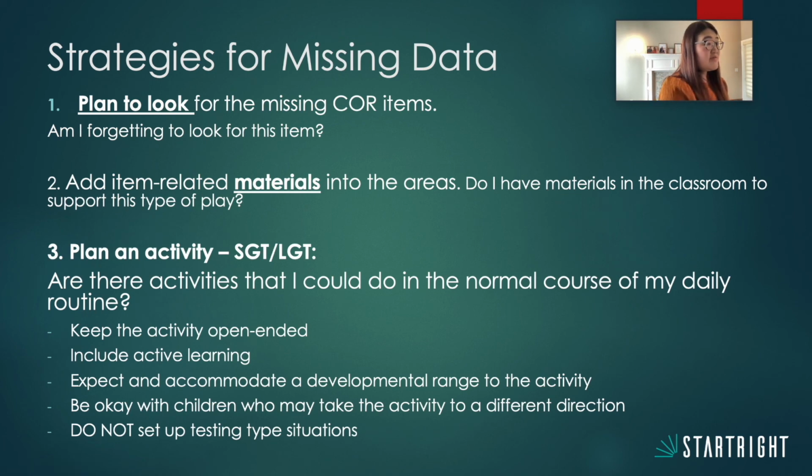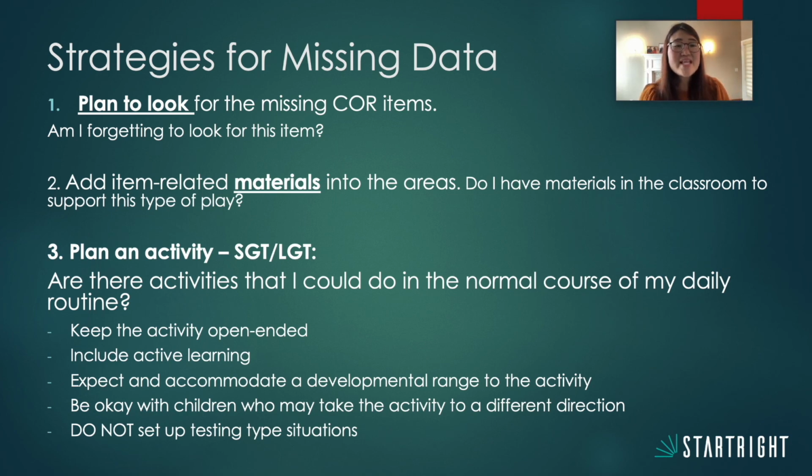Alright, so what should you do if you have missing data? For example, you have most of the things, but you're missing patterns. So number 1 is plan to look for the missing core items. That means observe the child more. Am I forgetting to look at this item? So plan to look for the missing core item from the child.